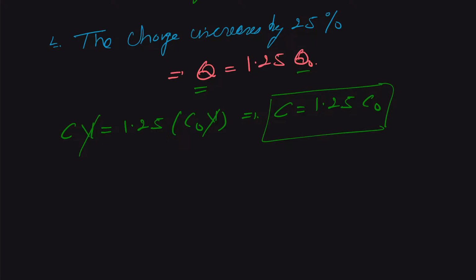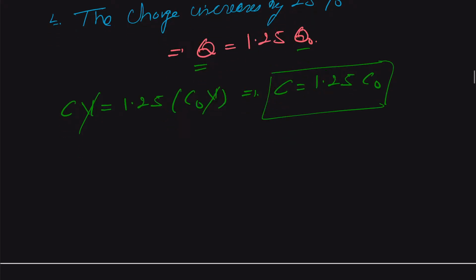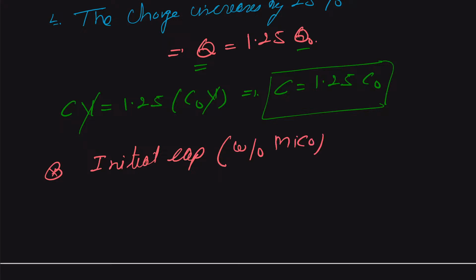And we know the formula for our C naught. So we can say our initial capacitance means without dielectric, without the mica sheet. Without mica means only air.